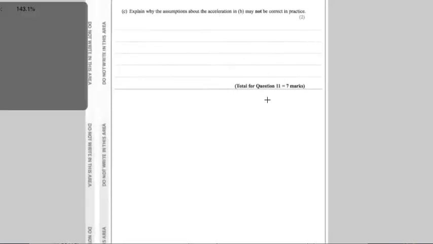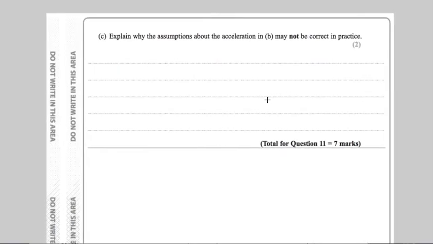Part C. Explain why the assumption about the acceleration may not be correct in practice. So remember, we assumed that we have a constant acceleration for half of the journey and a constant acceleration of the same magnitude for the other half of the journey. In other words, the velocity time graph will look like this, with an equal gradient going up and coming down. Well, why may that not be correct in practice? There's lots that we can say, but first of all, it is unlikely that we will actually have a truly constant acceleration.